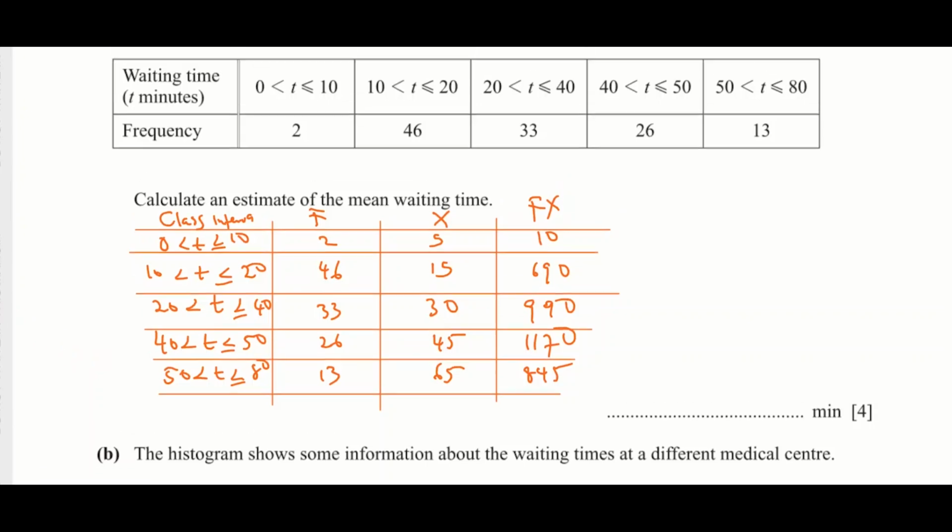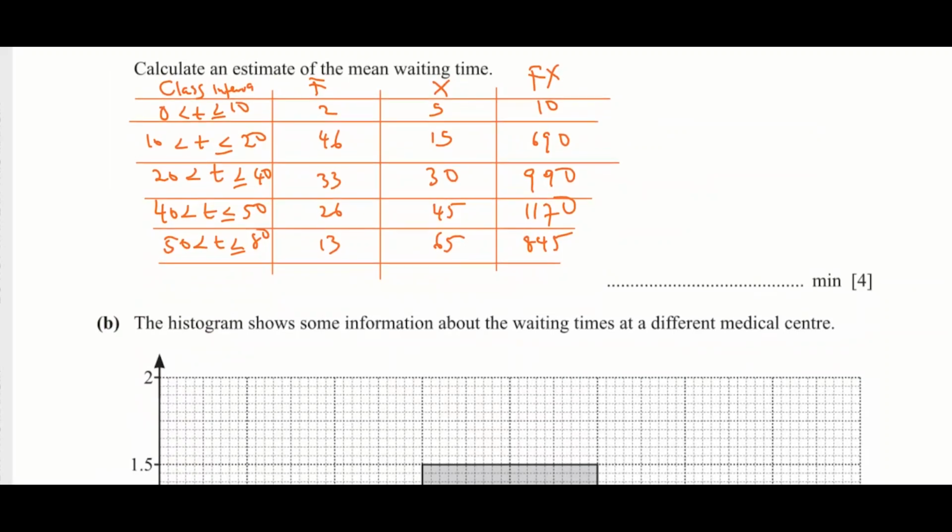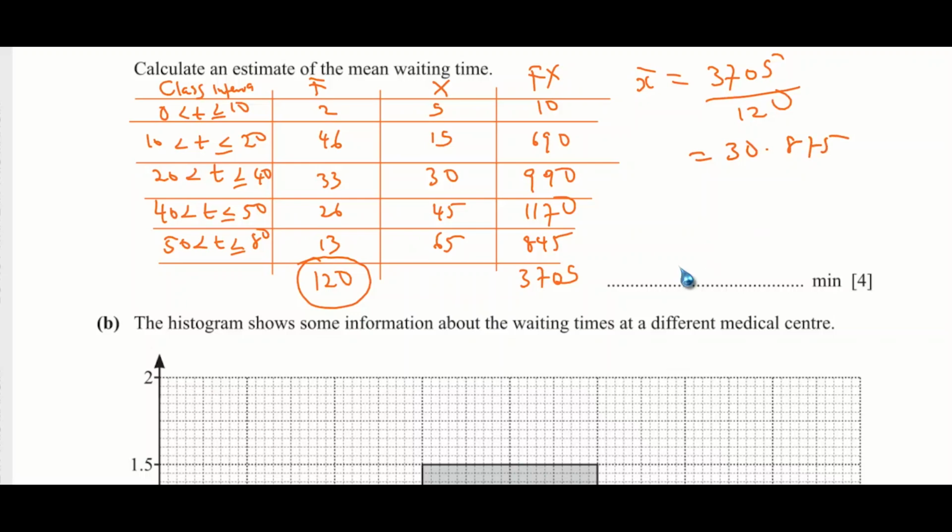So we need to get summation f. Already we were told that there are 120 patients. So this we add up to 120 as the total of the frequencies. And this, if you input this into a calculator, you should get 3,705. So an estimate of the mean will be 3705 divided by 120, and that will be equal to 30.875.